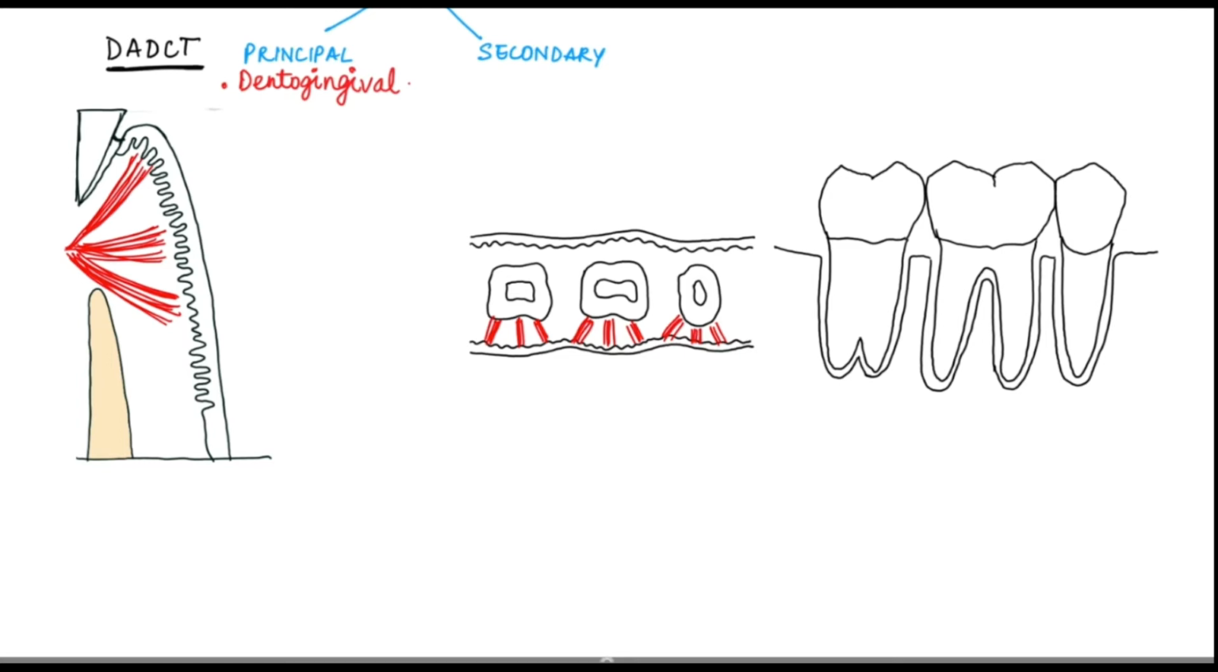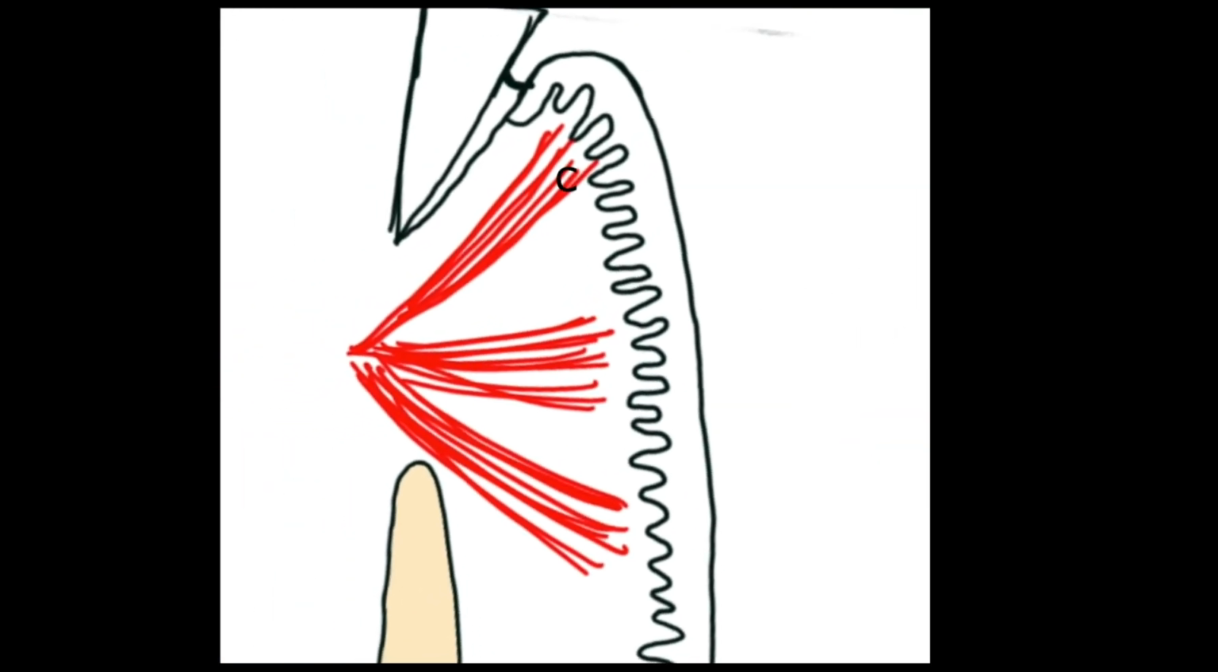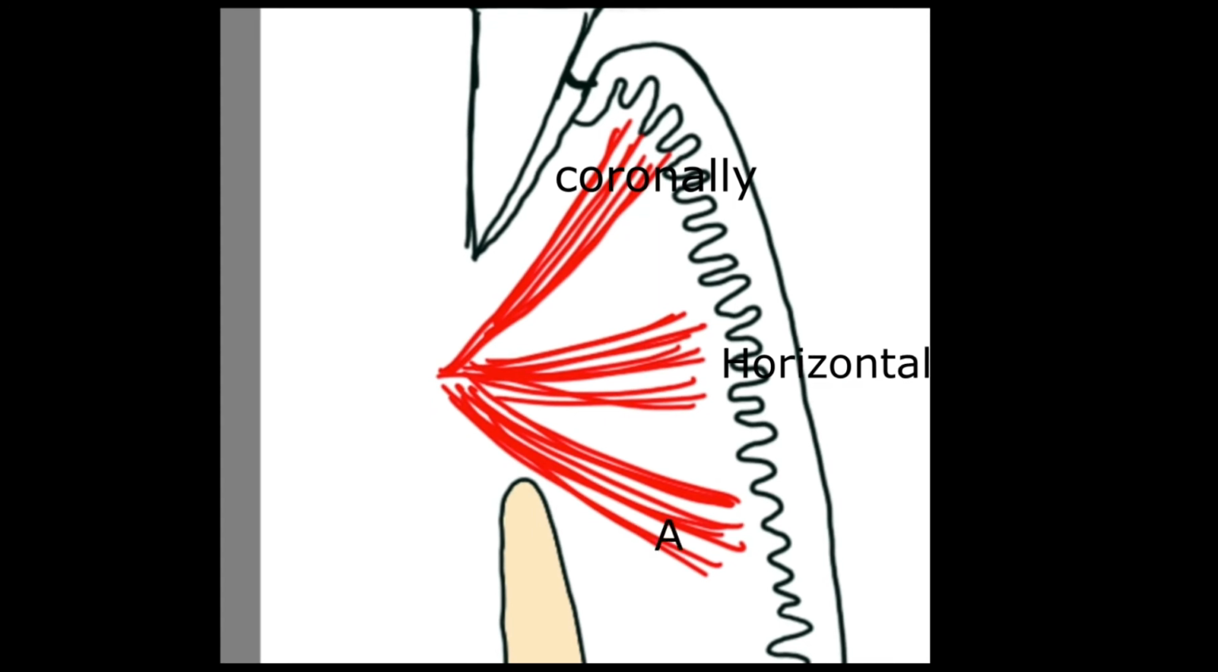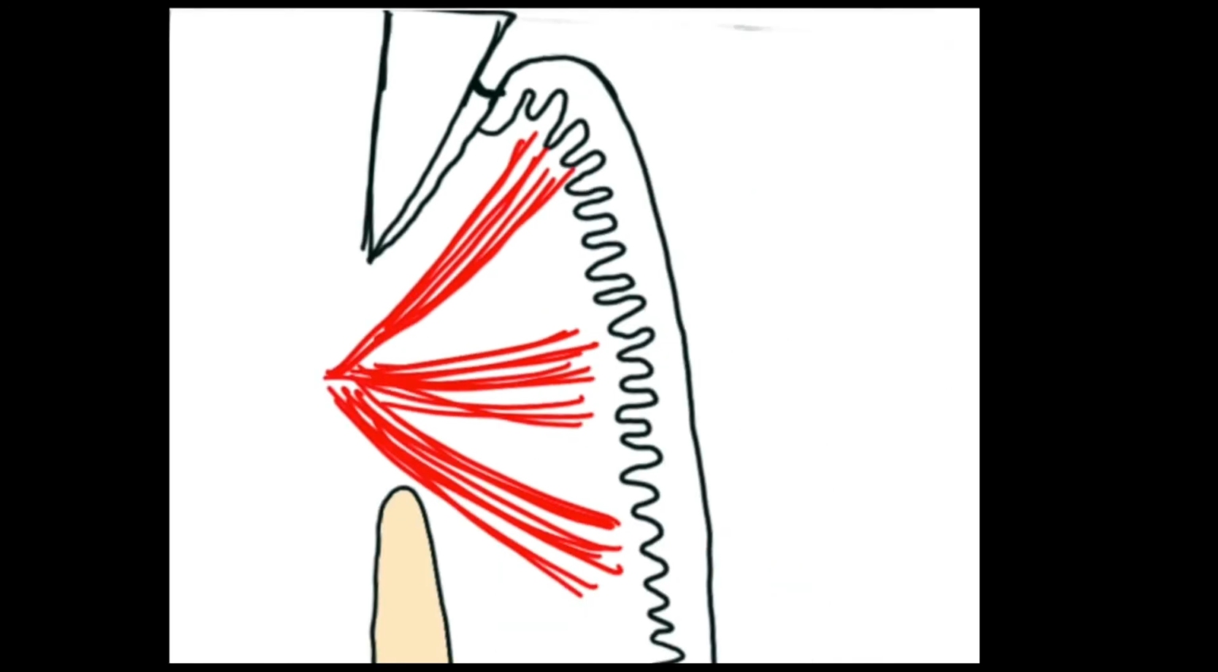So from the name itself, you know it's coming from the tooth and it's going towards the gingiva. Now it can go in three directions. It can either go coronally, it can go horizontally, or it can go apically. So these are your dentogingival group of fibers which are originating from the cementum. They are spreading laterally into the lamina propria of the gingiva.